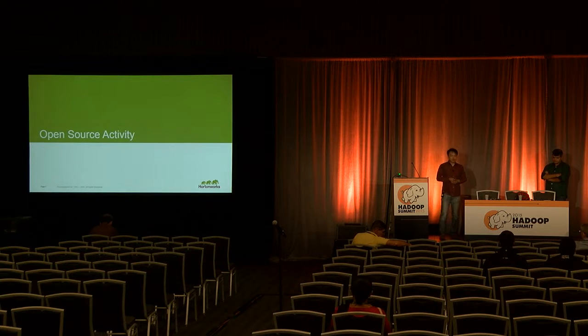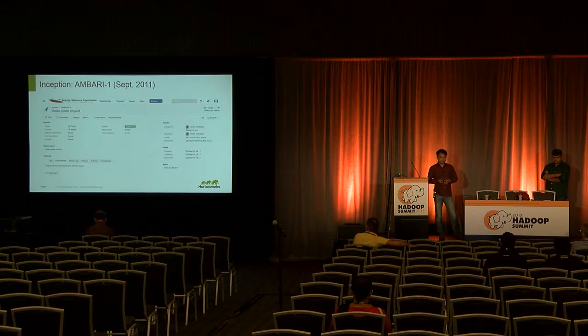So before we go into new features, let me briefly summarize what's been happening in the open source world for Apache Ambari. So this is where it all started. This is the very first JIRA that resulted in Owen O'Malley committing initial Ambari code. This was back in September 2011. So that was not quite 4 years, but around 4 years ago.